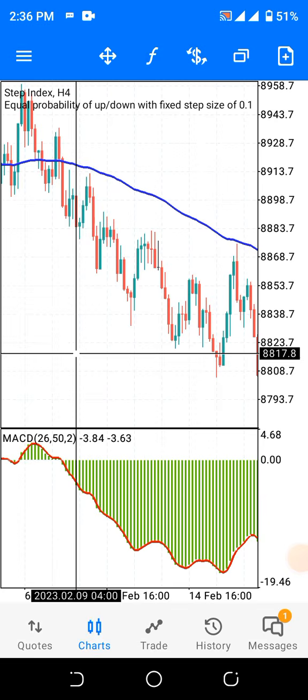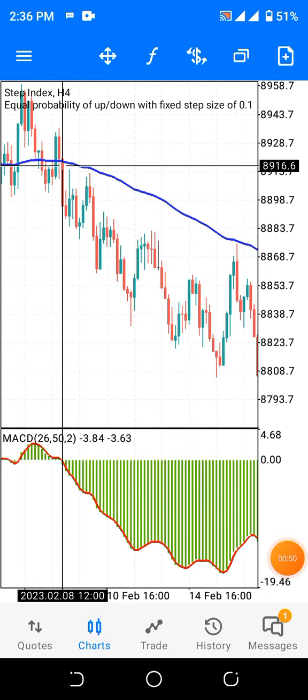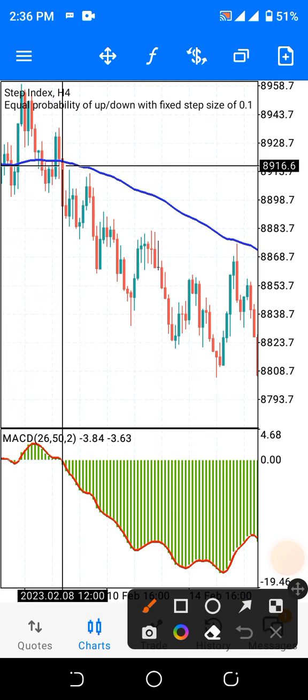Now, look at this crossing here. When the crossing occurs on the MACD, if the crossing is from up downward, that is a sell signal. Now, there is one condition on this. Look at this crossing here from up downward, which shows that it is a sell signal.